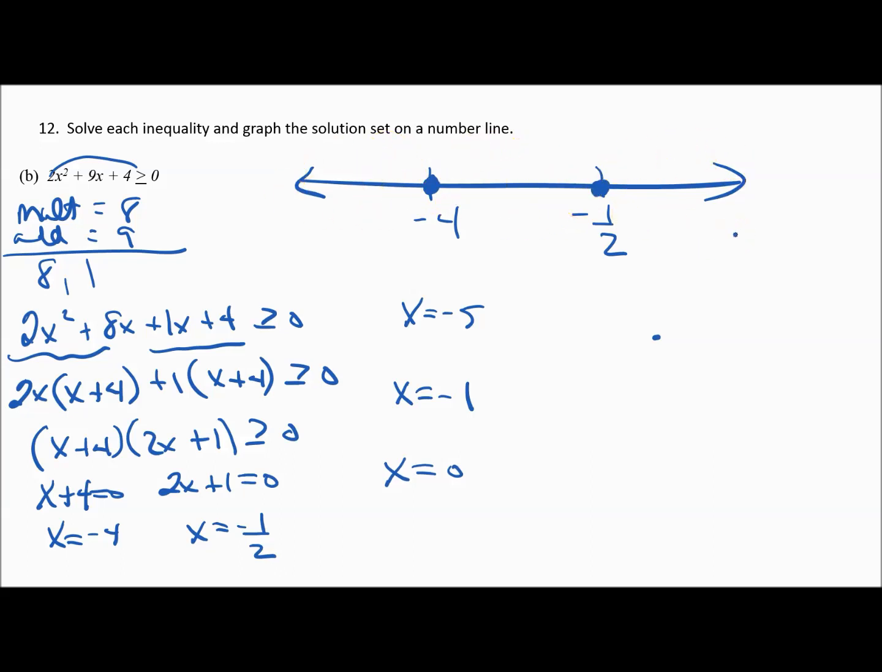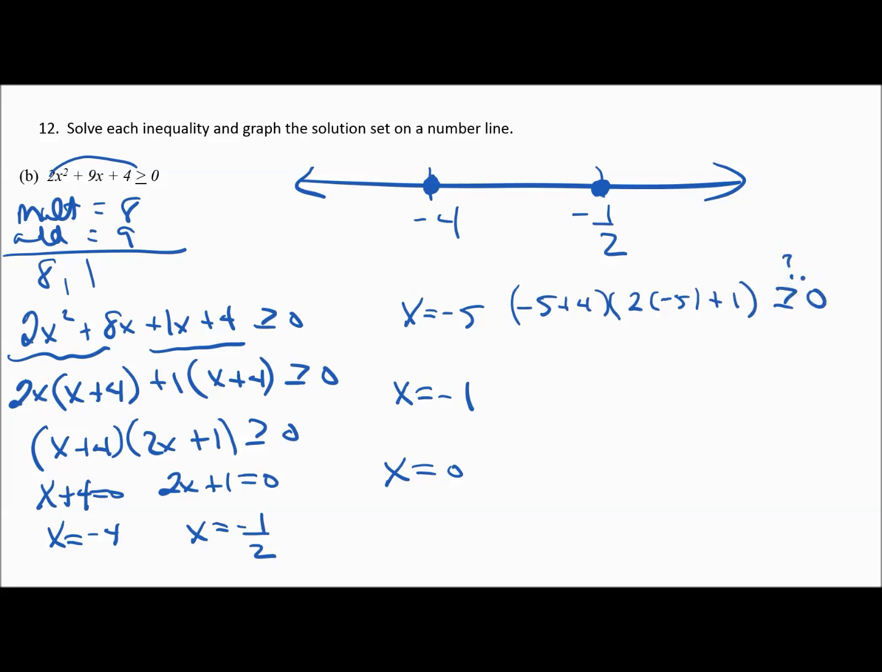Now where am I plugging those numbers in? You can plug them into the original problem. If you know you have factored your problem correctly, that's the easiest place to plug it in, into the factored version. So I'm going to plug it into x plus 4 times 2x plus 1. So that's going to be -5 plus 4 times 2 times -5 plus 1. Is that really greater than or equal to 0?